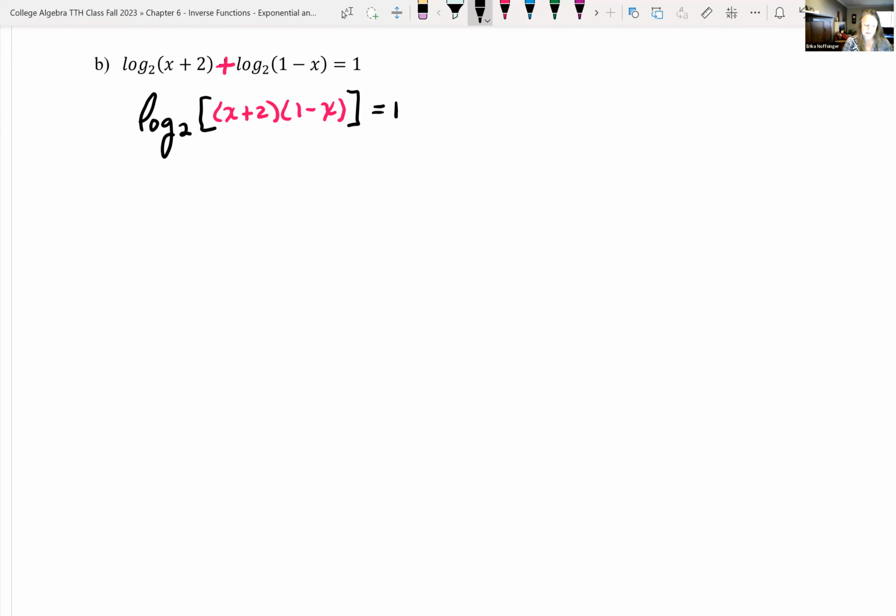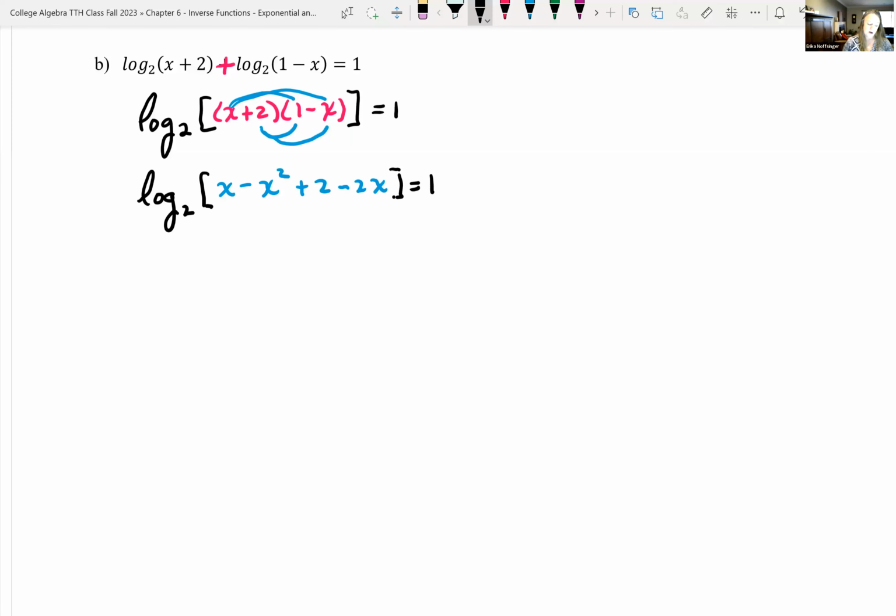We can either distribute now that x plus 2 all times that 1 minus x, or we can distribute later. I noticed that we're going to need to distribute either way, and so we might as well just distribute now, or at least partly. So we have x times 1 is x. We have x times negative x, so minus x squared. We have 2 times 1, so plus 2. And then we have 2 times negative x, which is negative 2x. This is all equal to 1.